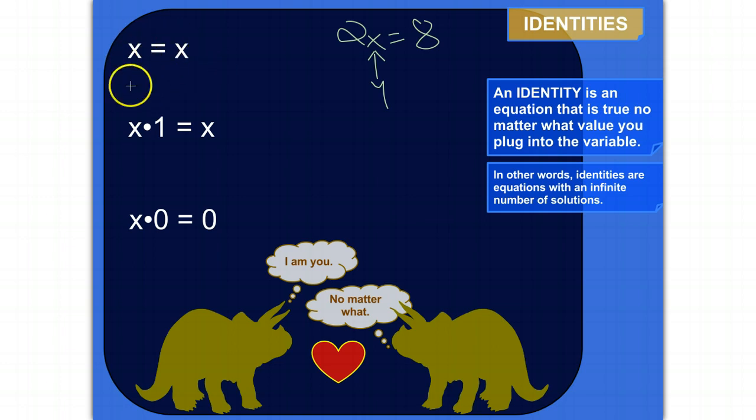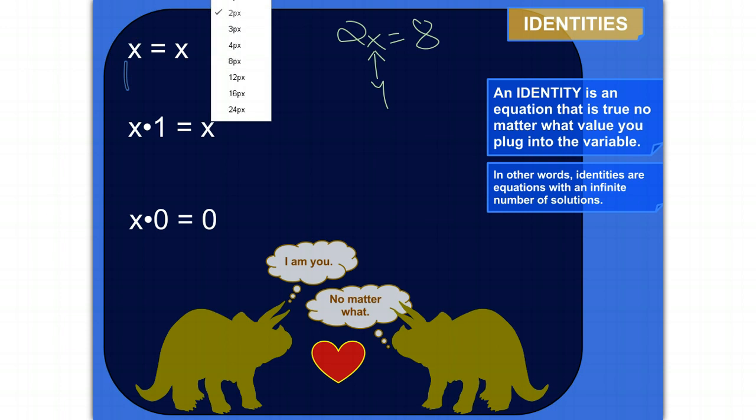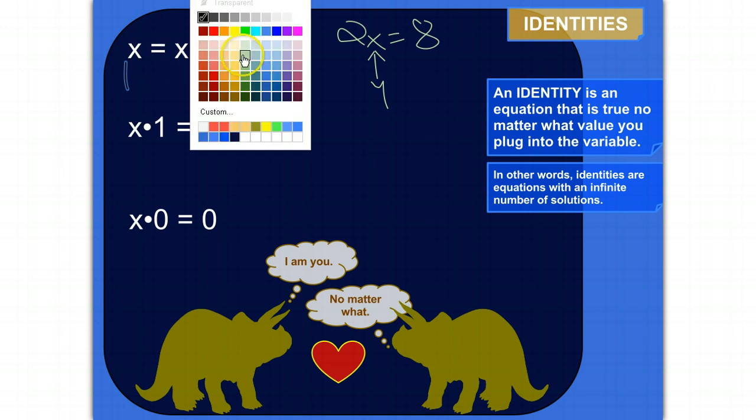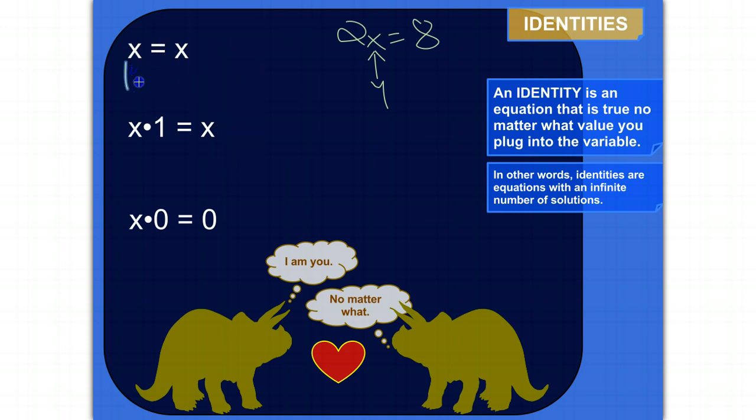So let's say x is 14. I plug in 14 for x. 14 equals 14. That is true. So yeah, that's true no matter what. This is a pretty trivial little example, x equals x. You can get a little bit fancier.